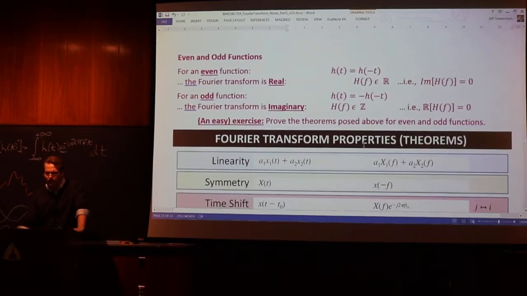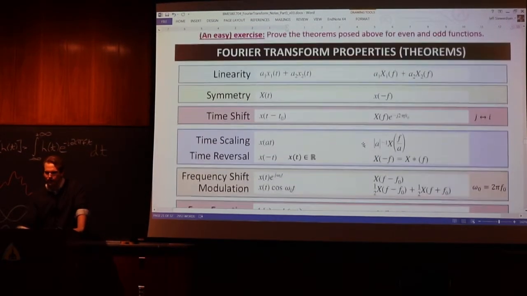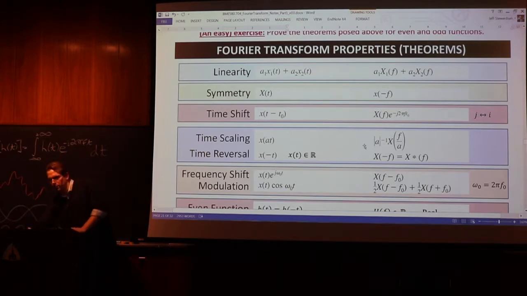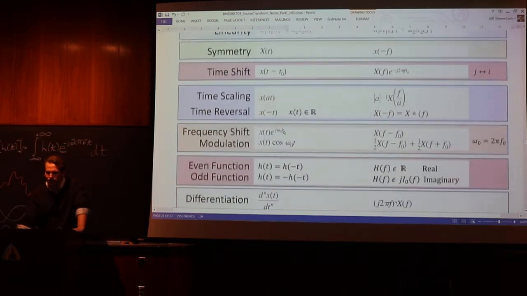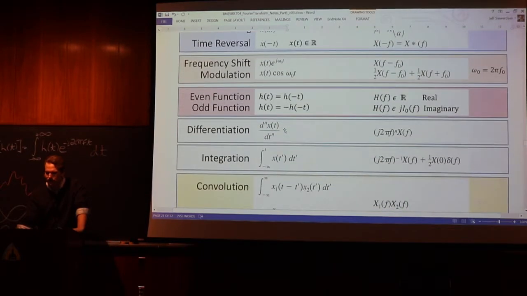Let me skip ahead because there's some good stuff we want to get to. The rest you can pretty much read in here, and I've summarized the properties of a transform in a colorful table. Linearity, symmetry or duality, the time shift, the time scaling, and so forth. And there are others. They're summarized in that table.